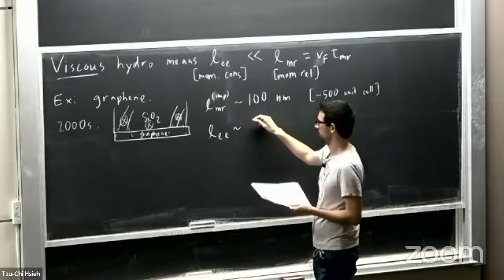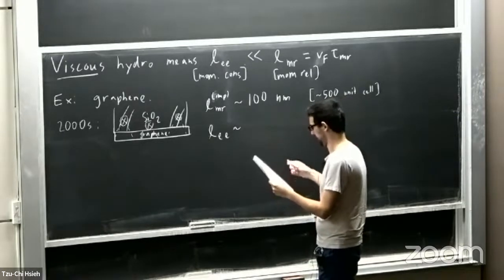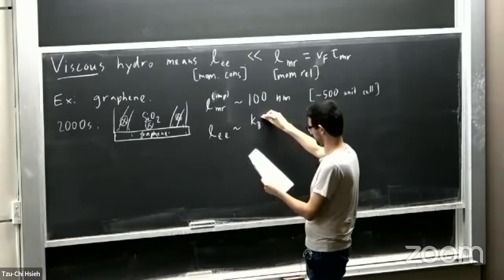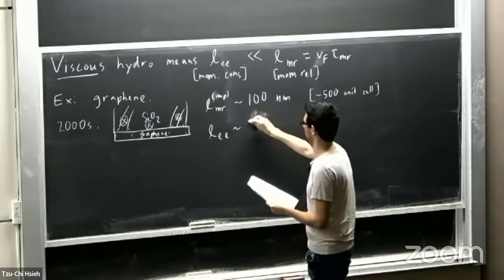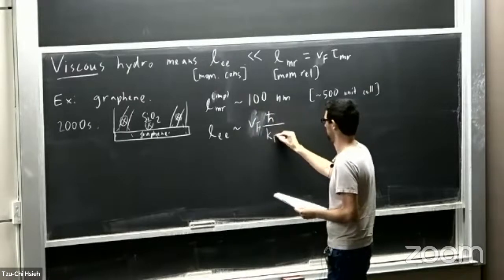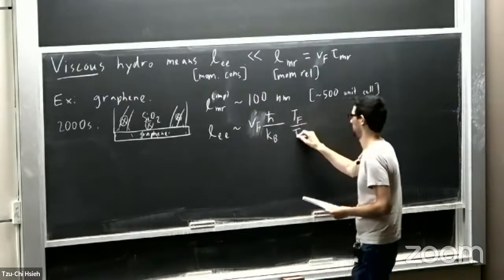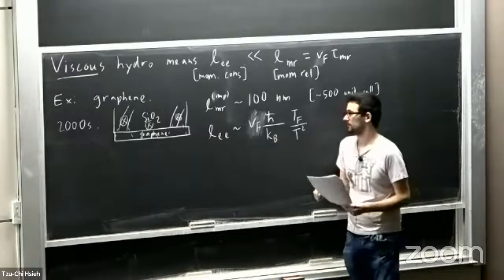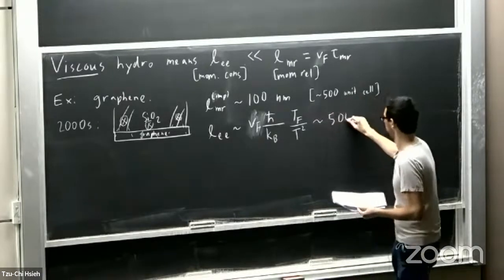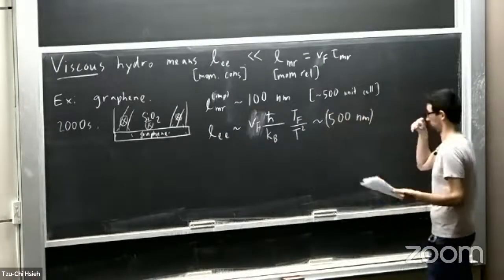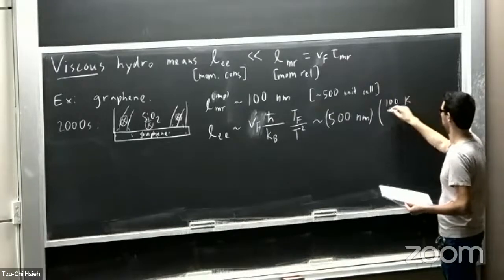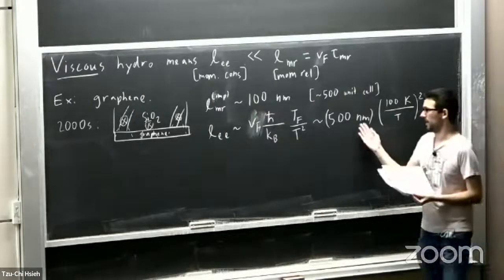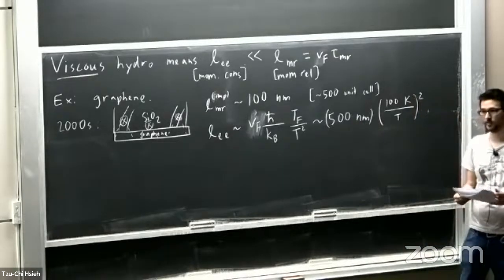I won't justify these calculations, but for this same device, you find that this scale would be... So T_F here is the Fermi temperature, which in these devices is thousands of Kelvin. Plugging in numbers, and again these are just order of magnitude estimates, you get something like this. So at about 100 Kelvin in temperature, you might see a mean free path for momentum conserving collisions which is about 500 nanometers.